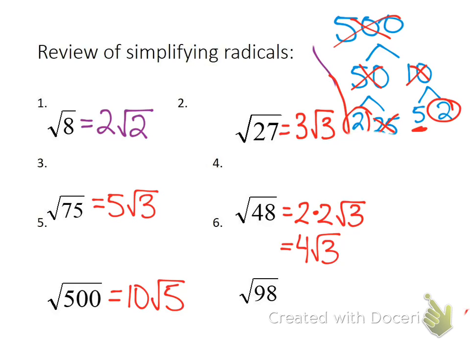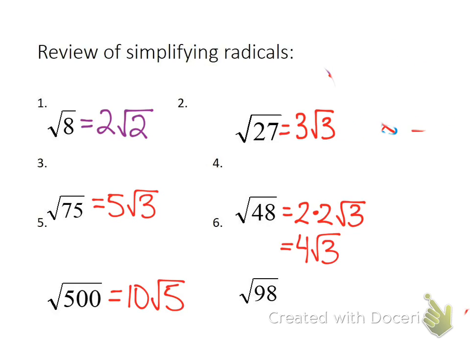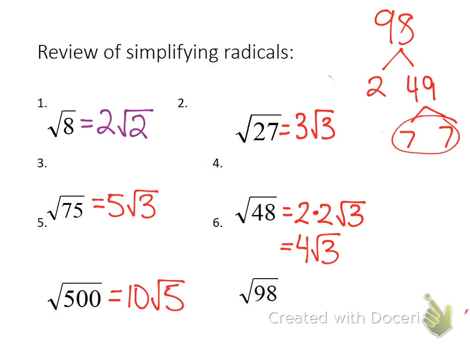All right, finally, we are going to break down 98. Who can give me a factor pair for 98? Sadia? 2 and 49. 2 and 49. And what do we know about 49? 7 and 7. Breaks into 7 and 7, so the square root of 98 simplifies to be 7 square root of 2.